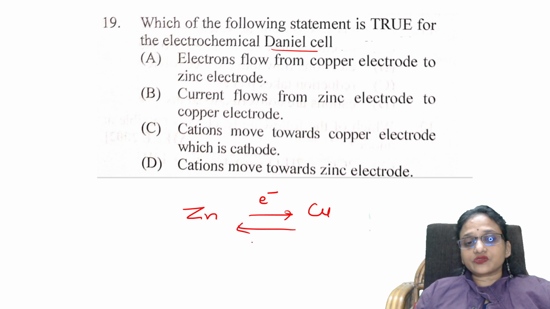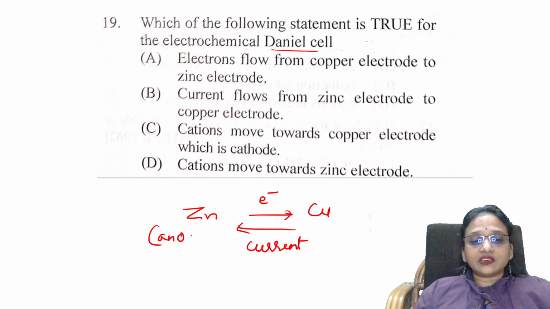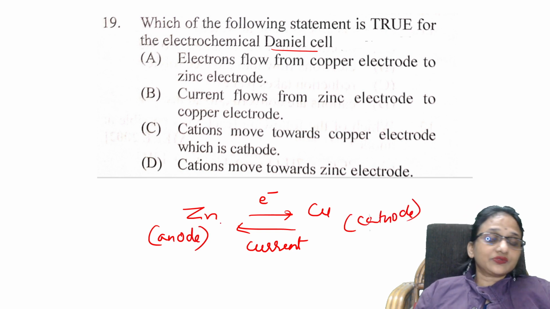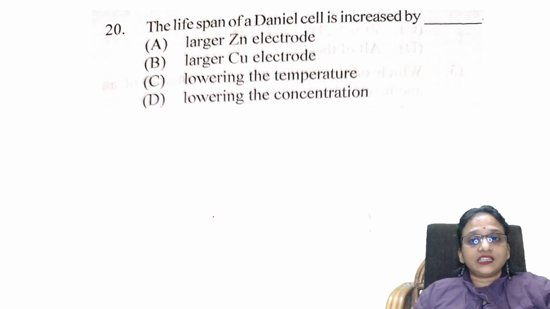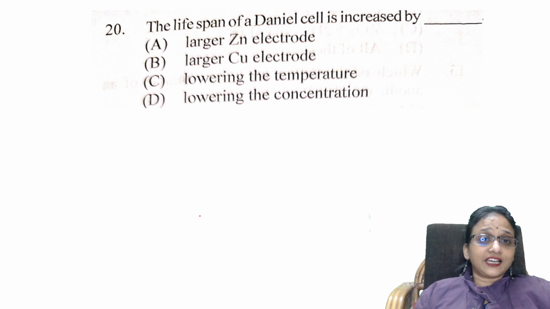Electrons flow from zinc to copper, current flows from copper to zinc. Right. Here, according to my understanding, this is the anode compartment and this is the cathode. Now let us see, students, the 19th question. Which of the following is true? Cations move towards the copper electrode, which is the cathode. That's all. It's easy. So always zinc anode, copper cathode.